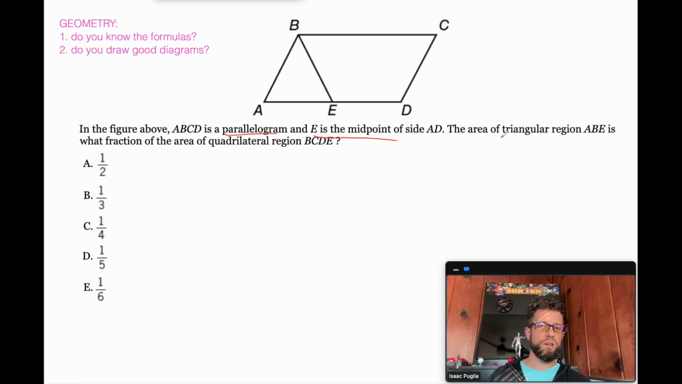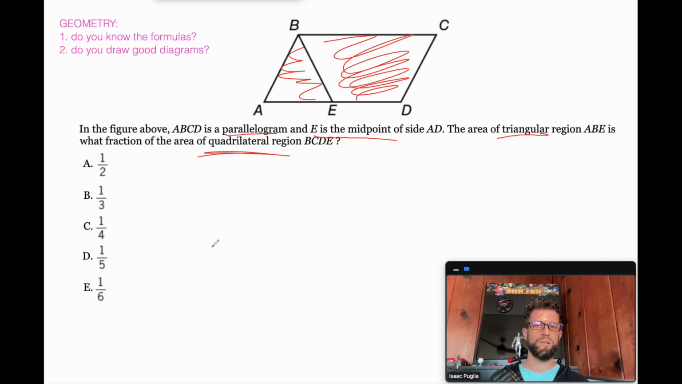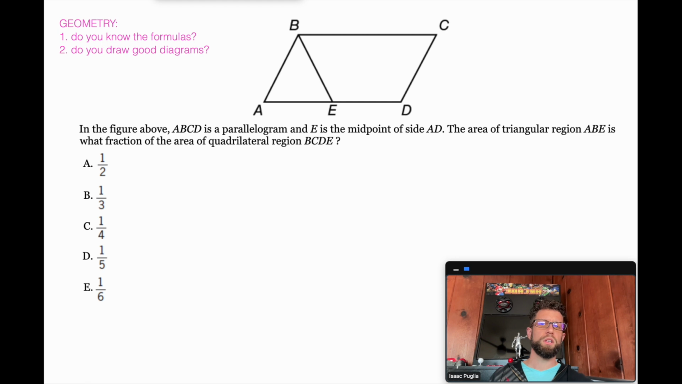Area of triangular region. Okay, so I know this is a triangle, and they're asking me for a fraction comparing the area of this triangle to the area of what looks to be a trapezoid. They're just calling it quadrilateral region, so let's not make any assumptions here. Let's just execute on our game plan, and let's draw a good diagram here.